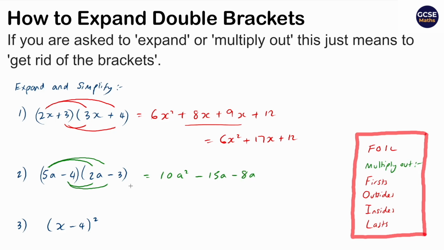That's 8a. Minus times a minus is a positive. And 3 times 4 is 12. There are the like terms. Let's collect those. So we are left with 10a squared minus 23a plus 12.